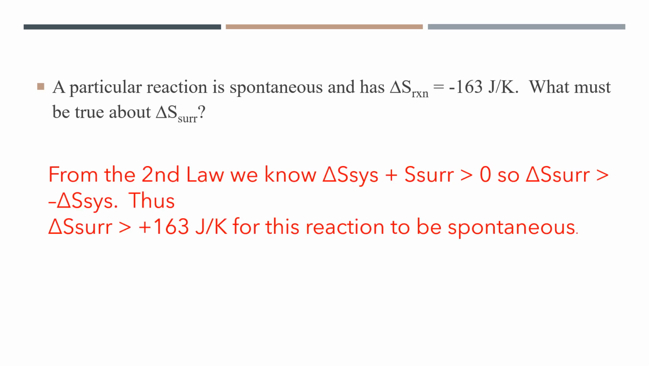According to the second law of thermodynamics, the change in entropy of the universe must be greater than 0. We know that the surroundings have to be at least positive 163, if not more, because we need to add that plus that, and the total needs to be greater than 0.